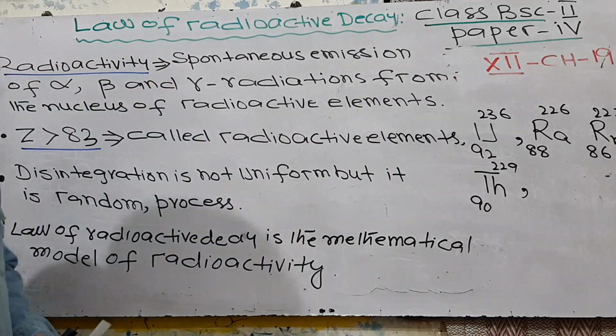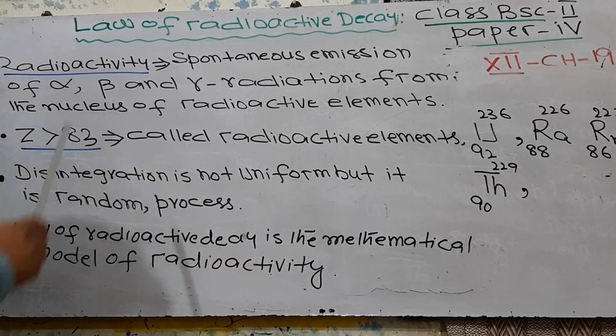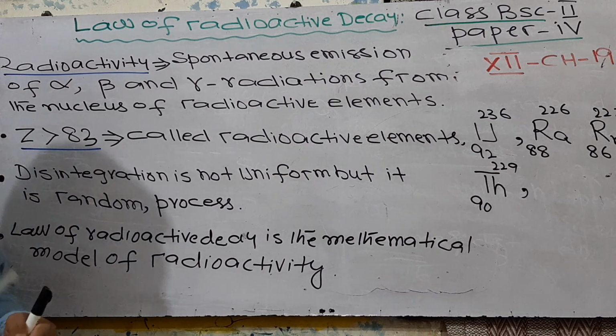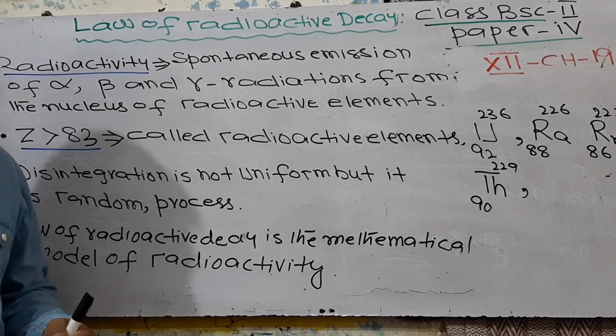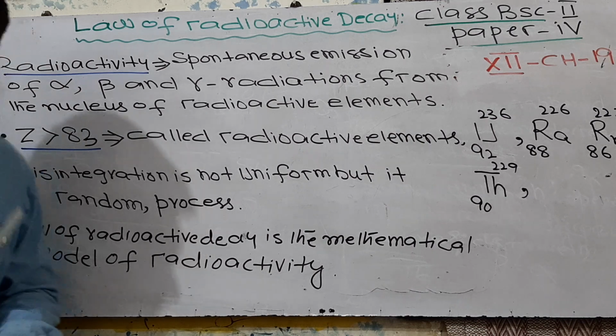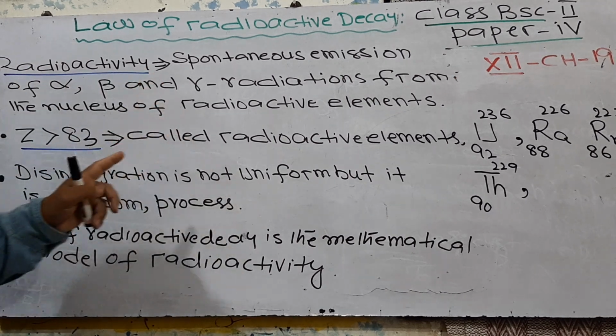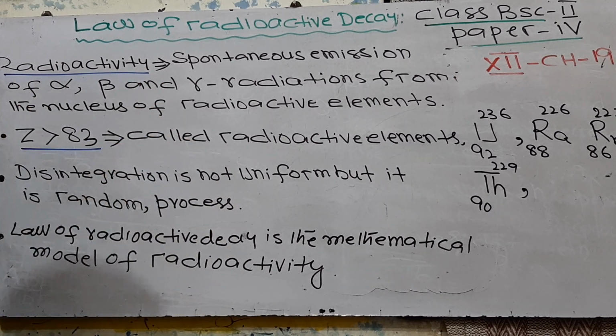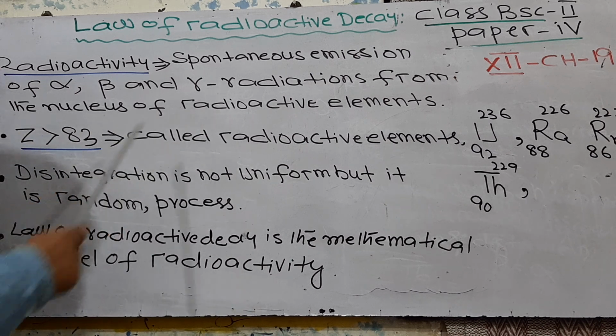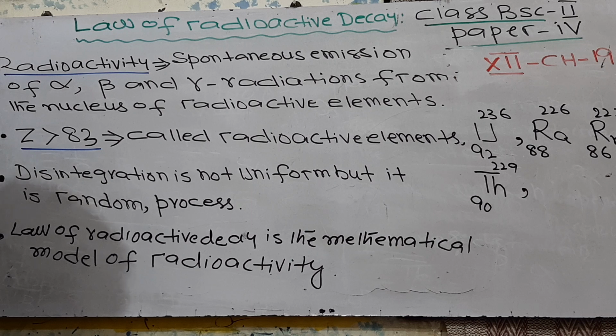Today, the topic of my lecture is Law of Radioactive Decay. Before defining this law, I would like to define some main points regarding the law of radioactive decay. So point number one, radioactivity. As we know, the spontaneous emission of alpha, beta and gamma radiations from the nucleus of the radioactive elements is known as radioactivity.